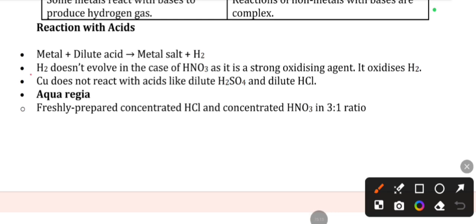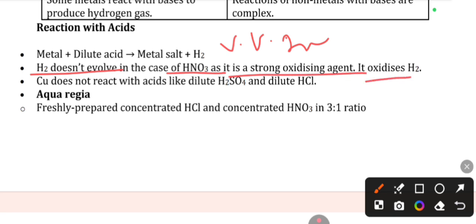Next point is hydrogen does not evolve in case of nitric acid. This is very important because it is a strong oxidizing agent. It oxidizes hydrogen. Copper does not react with dilute H2SO4 and dilute HCl. In 1 mark they can ask why hydrogen gas is not produced when metal reacts with nitric acid. With every acid it will release hydrogen gas, for example HCl, H2SO4. But if it reacts with HNO3, then it will not release hydrogen gas.